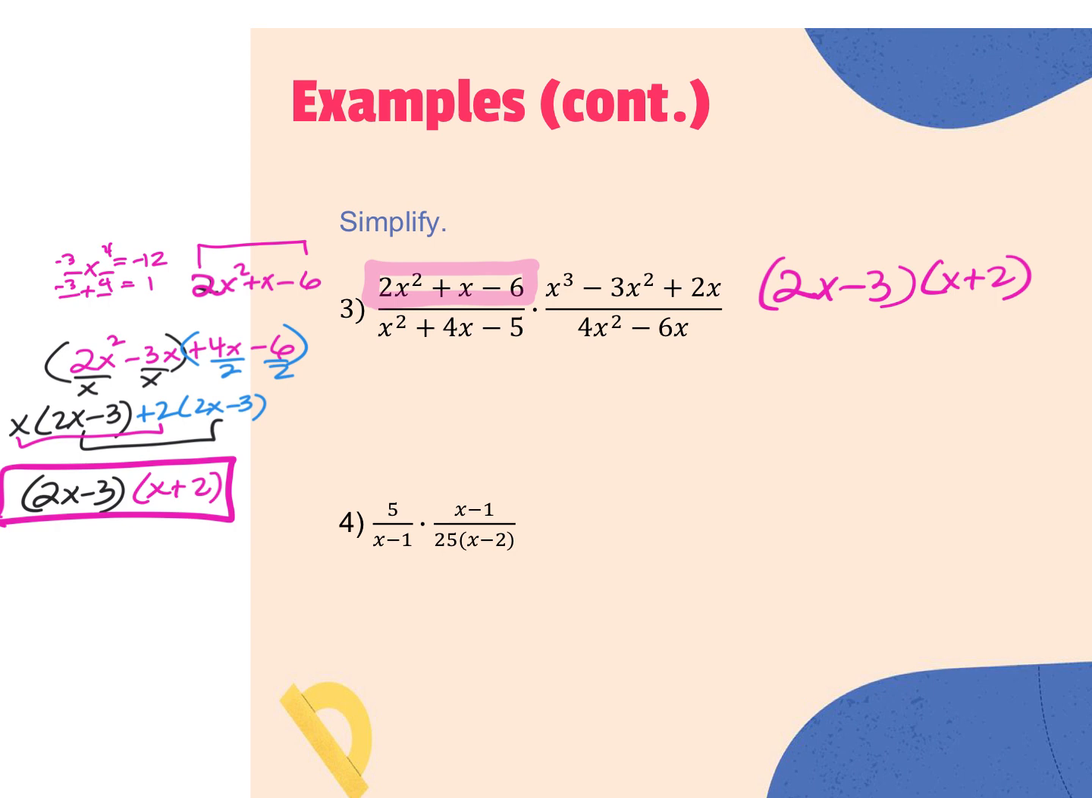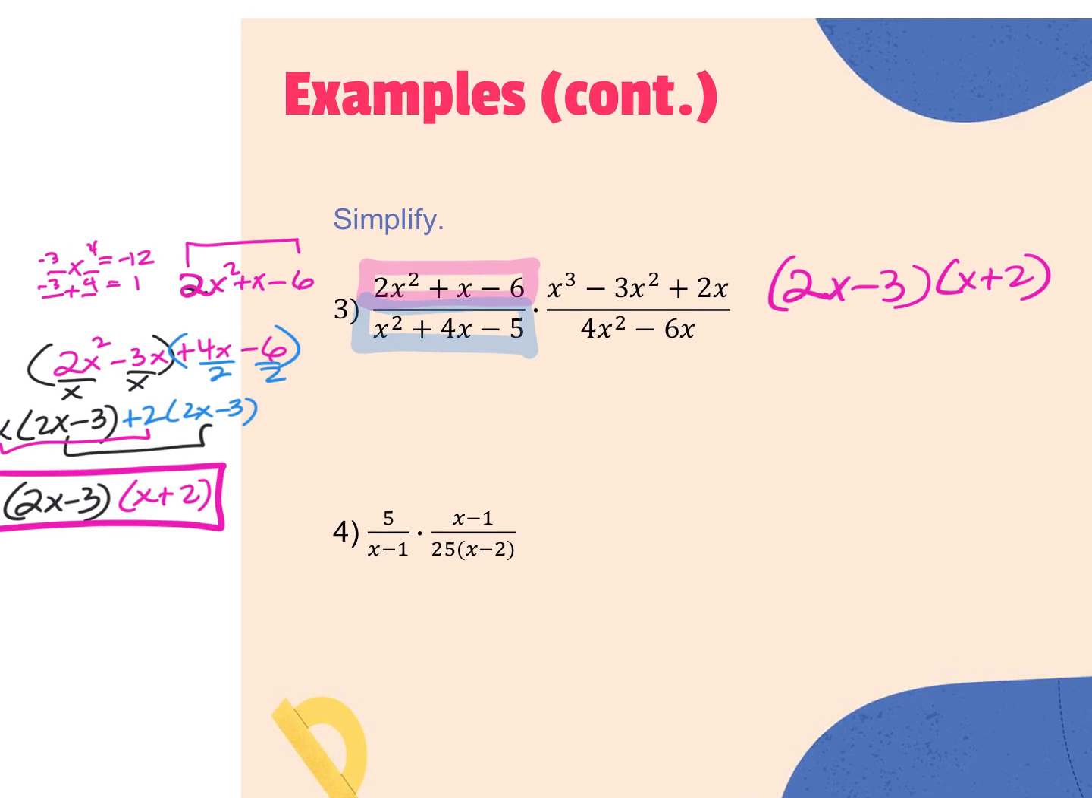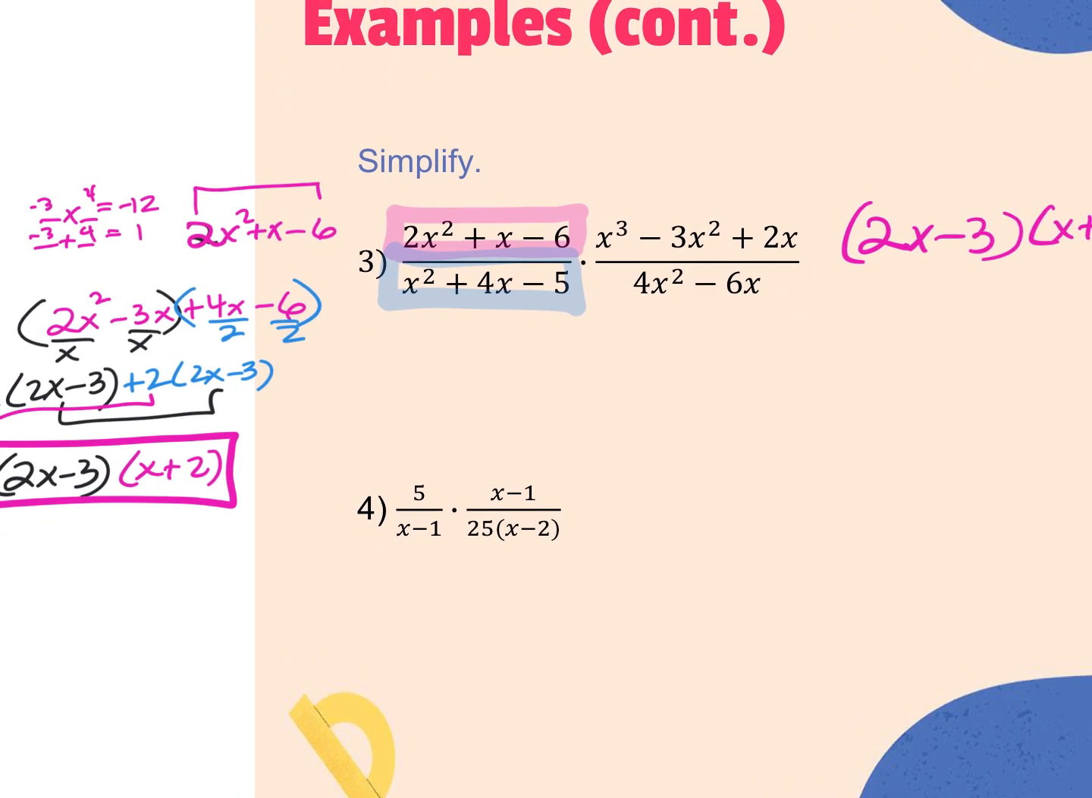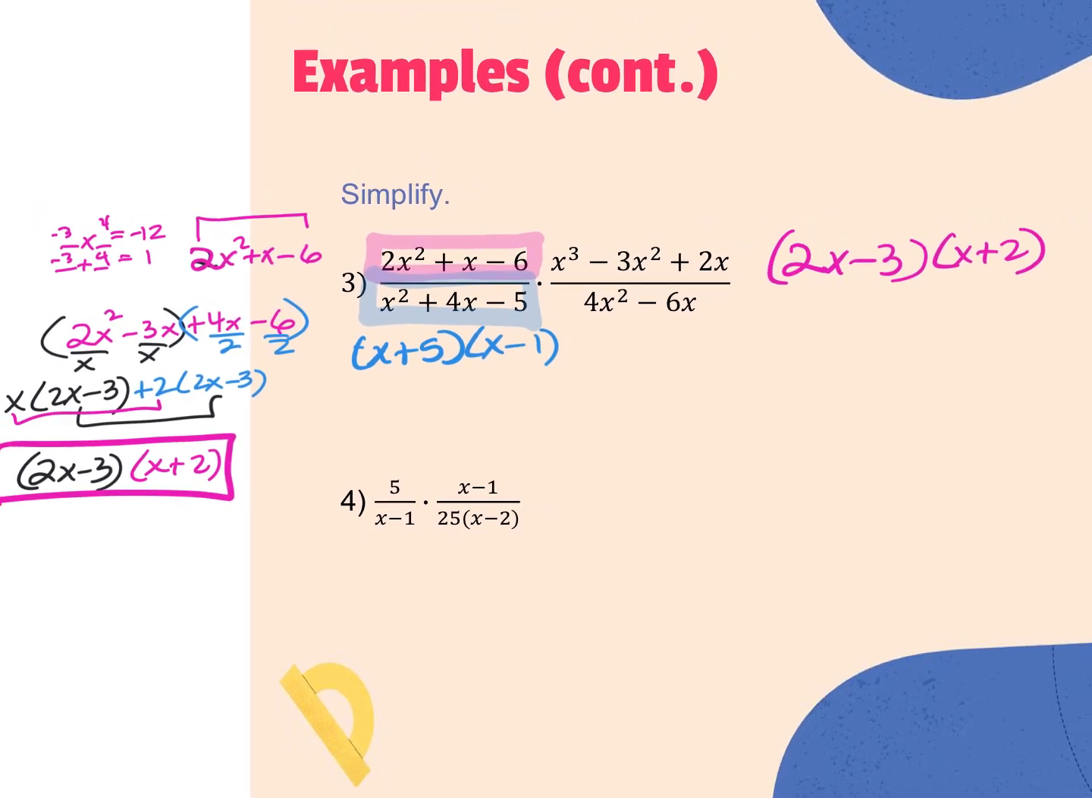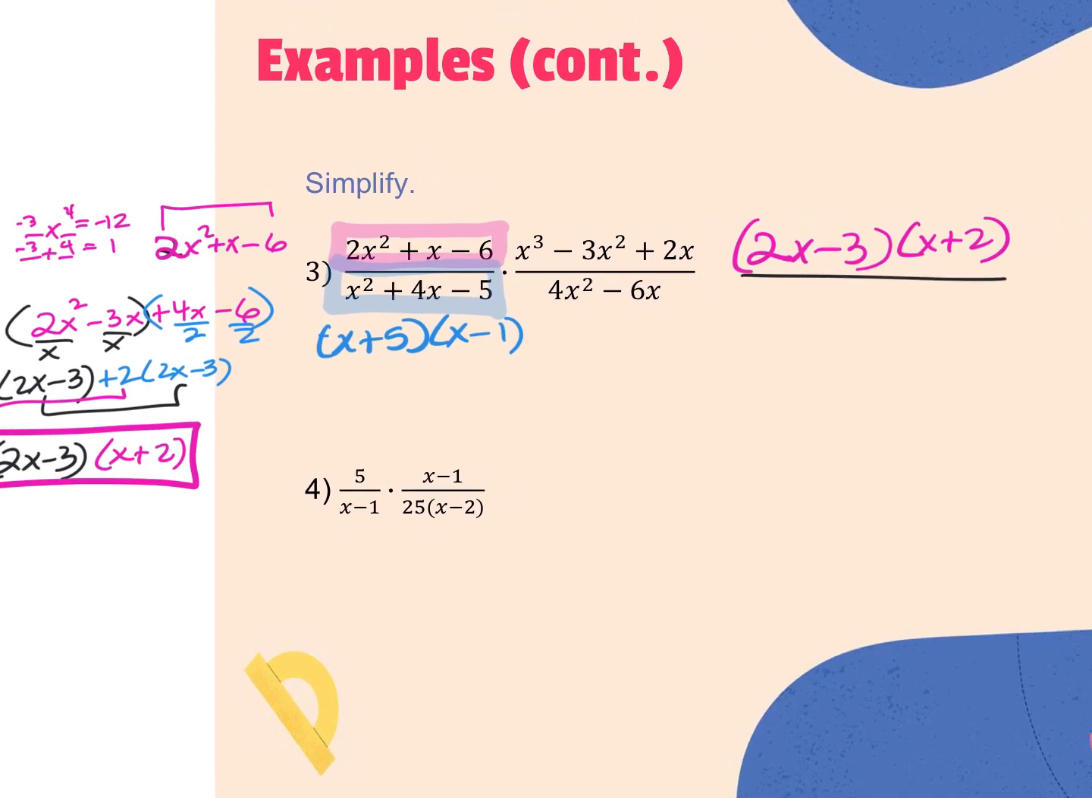Now let me work on the denominator. This one's a simple one because the number in front of x squared is a 1. So I'm just looking for factors of negative 5 that will give me a positive 4, and that's going to be x plus 5, x minus 1. Remember, the sign of the middle goes on the larger factor. So that's already done. Let me go ahead and write that in the bottom. So x plus 5, x minus 1.